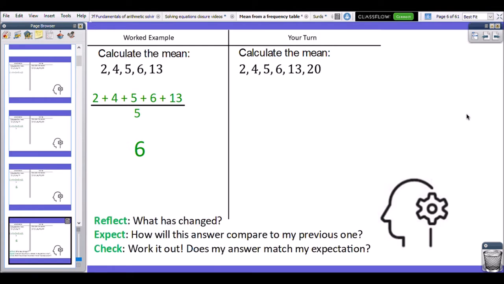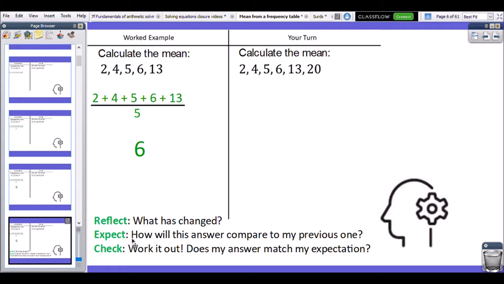Throughout this lesson, I'd like you to follow this reflect, expect, check process. This simply means that we're going to be thinking mathematically as we work through a task. So for example, compare my question with the one I'm about to give you now. The first thing we need to do is reflect. What has changed? It was a very similar question. It uses the exact same numbers, apart from I've just added on a 20 on the end of your question.